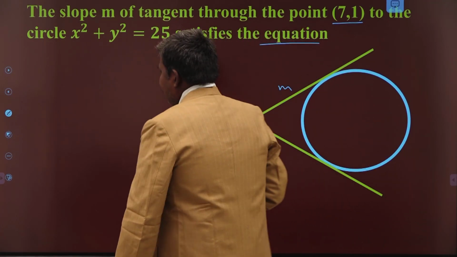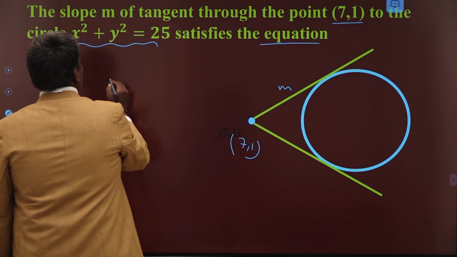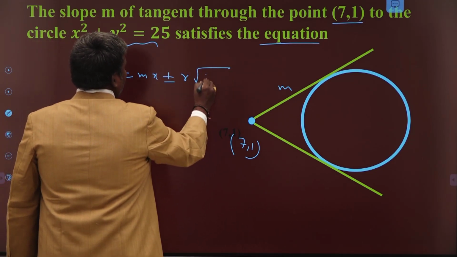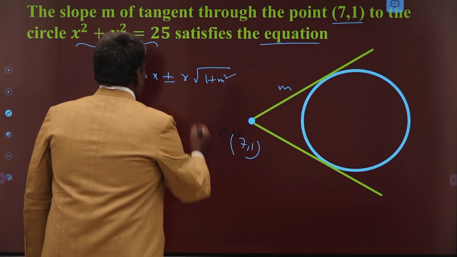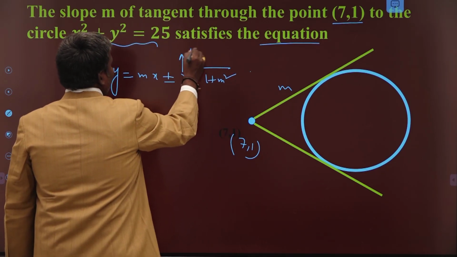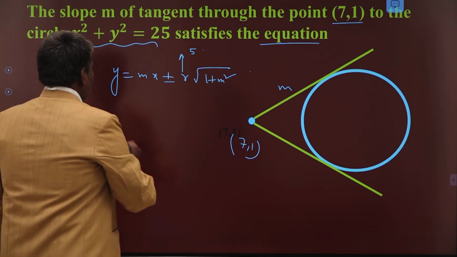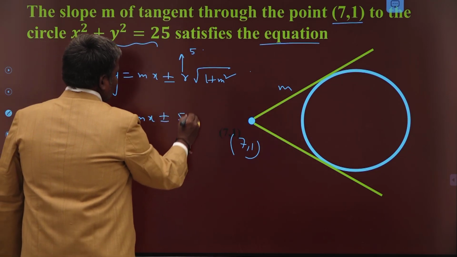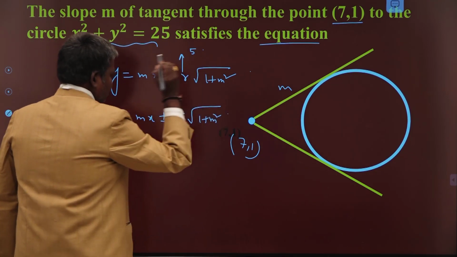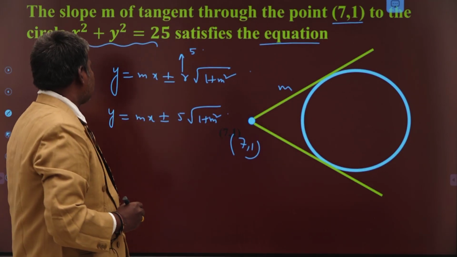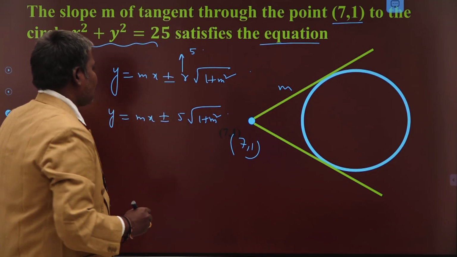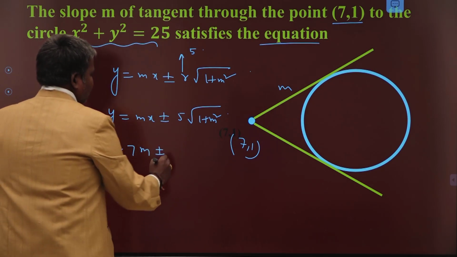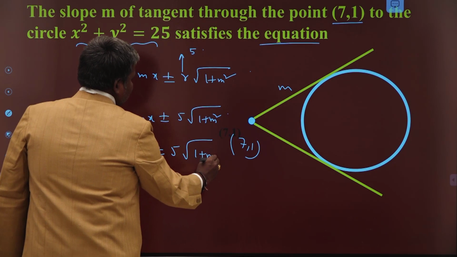Understand? The equation of any tangent to this circle is what? All of you know that in the slope form, y is equal to mx plus or minus r into root of 1 plus m square. What is the value of r? The value of r is 5. So the equation becomes y is equal to mx plus or minus 5 into root of 1 plus m square. This is passing through what now? 7 comma 1. So 1 is equal to 7m plus or minus 5 into root of 1 plus m square.